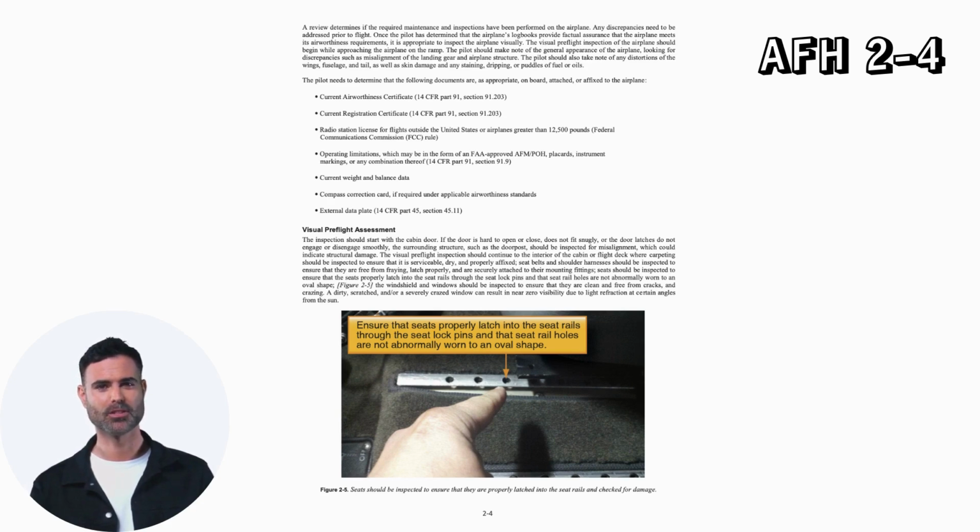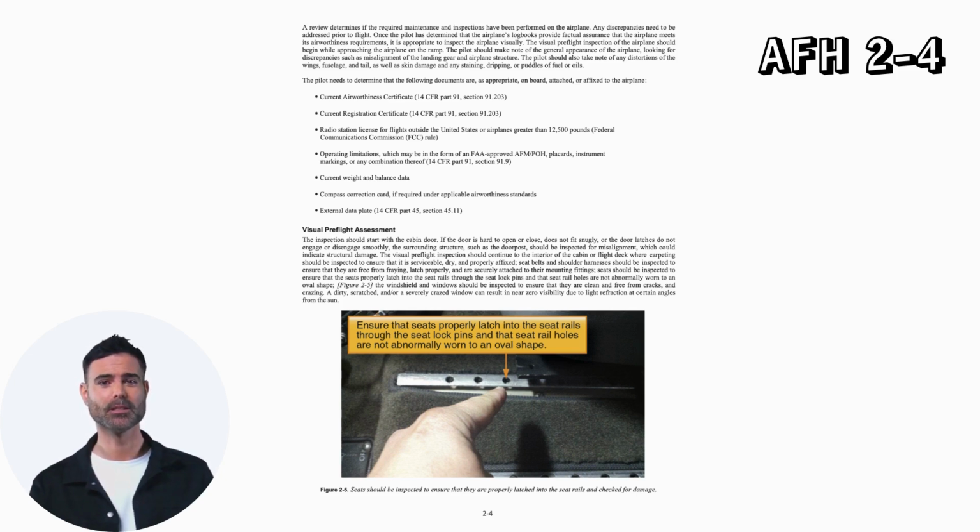The pilot needs to determine that the following documents are, as appropriate, on board, attached, or affixed to the airplane. Current airworthiness certificate, 14 CFR Part 91, Section 91.203. Current registration certificate, 14 CFR Part 91, Section 91.203. Radio station license for flights outside the United States or airplanes greater than 2,500 pounds.